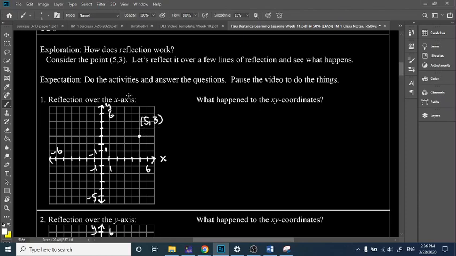Okay, so let's reflect it over the x-axis. That means the x-axis is going to be like a mirror. So it's like you have point, mirror, and then other point. So that means we can go down this way, and then we get this. Notice how that kind of reflects that way.